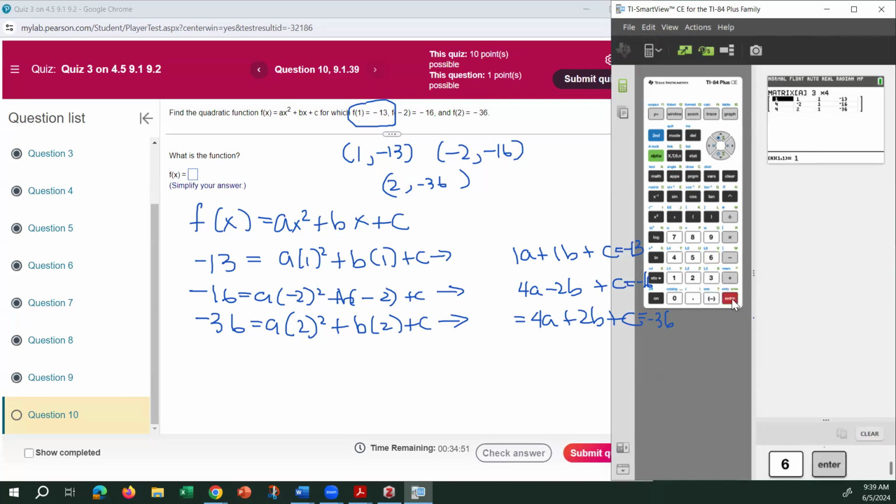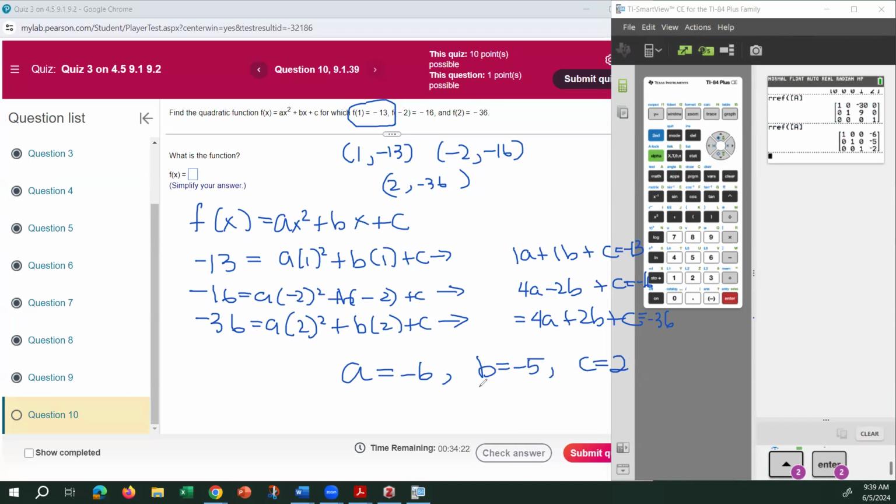So just making sure we put it in correctly. 1, 1, 1, -13. 4, -2, 1, -16. 4, 2, 1, -36. Then we do RREF, copying this and then reapplying it. It gives us that this matrix shows us that A is equal to -6, B is -5, and C is equal to 2.